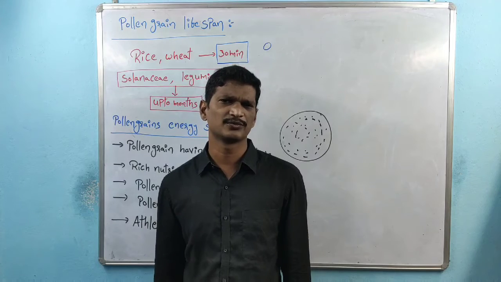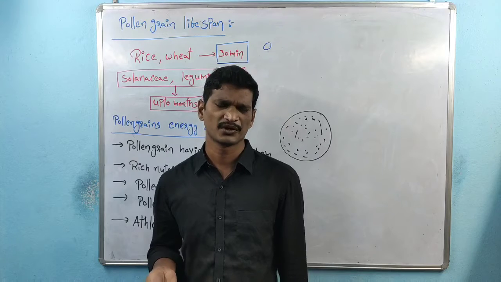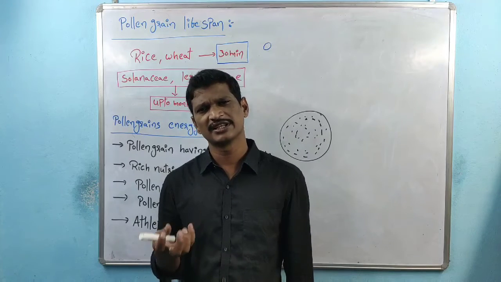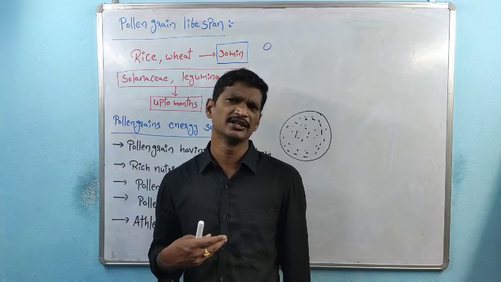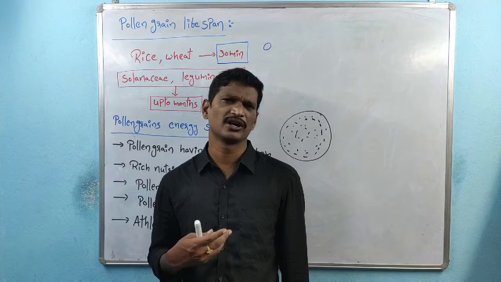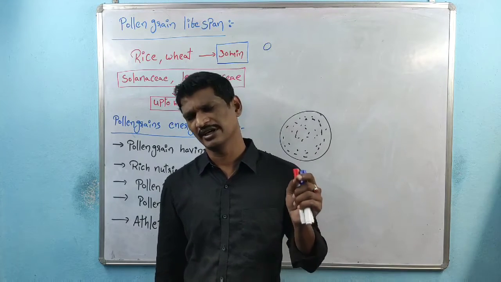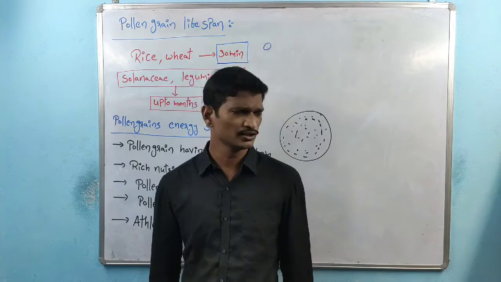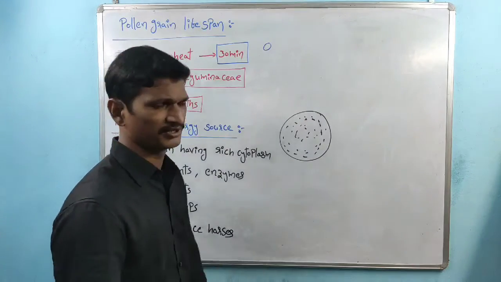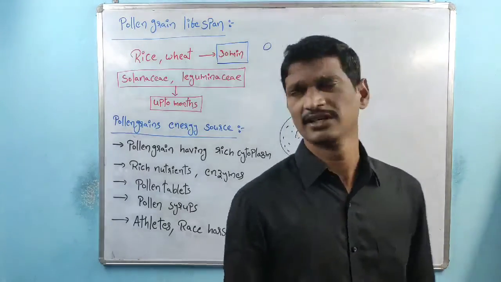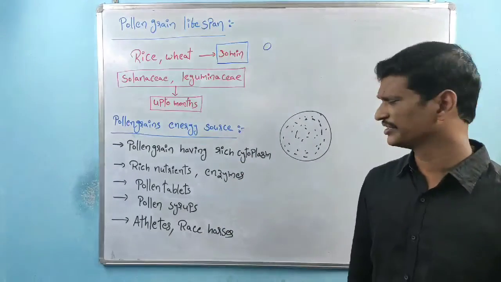So how is the horse's running possible? Naturally, the horse has that capacity, but if we provide that pollen diet, whatever enzymes and minerals are within the pollen grains enter the horse body, then these enzymes enter the horse cells and activate them, and the horse runs at very high speed, right? So what I'm telling here is, in the presence of the pollen diet, the athletes and race horses perform the best because pollen grains contain rich nutrients and enzymes.